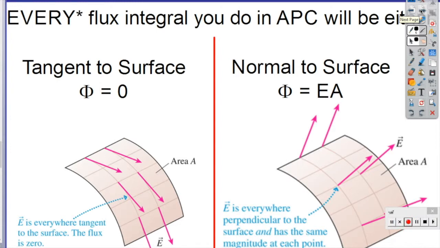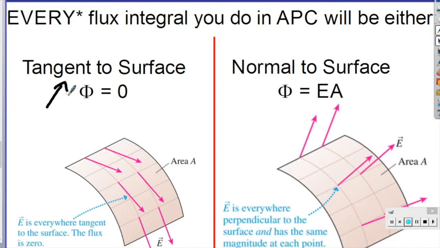And what I'm here to tell you is some very good news. Every flux integral you do in this class will be one of these two kinds. Either the field will be everywhere tangent to the surface, in which case there's zero flux, or it'll be everywhere perfectly normal, perfectly perpendicular to the surface, in which case it's just multiplication. It's just E times A. So that's very important. You will not actually have to do a surface integral here. You just have to look and figure out, is it tangent? Is it normal? And then do the right thing there.